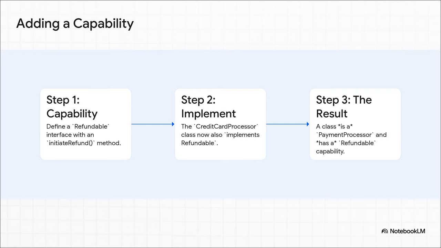And this is where the interface saves the day. We create a new, simple interface called Refundable. All it does is define one method, initiate refund. It's a simple contract. Now, our credit card processor class can still extend payment processor, but it can also implement Refundable. We've just bolted on a new capability to only the classes that need it without messing up our whole design. How clean is that?